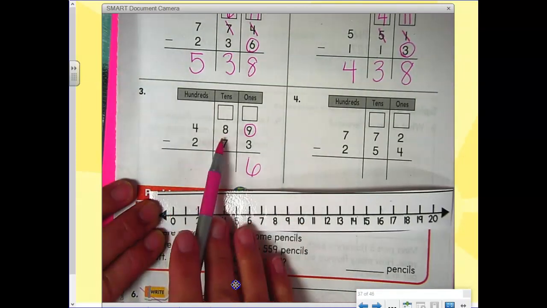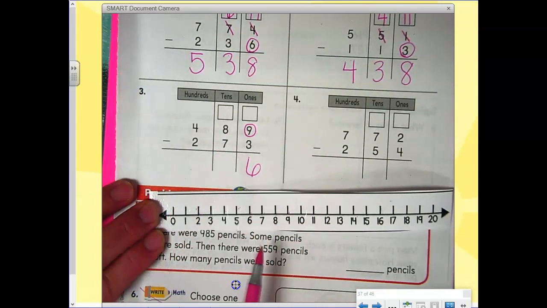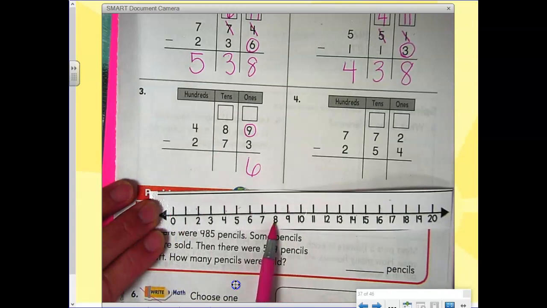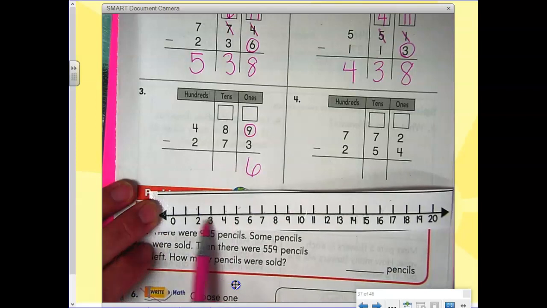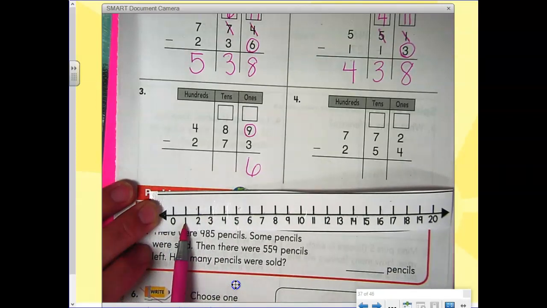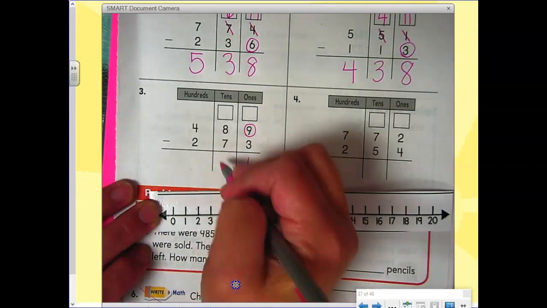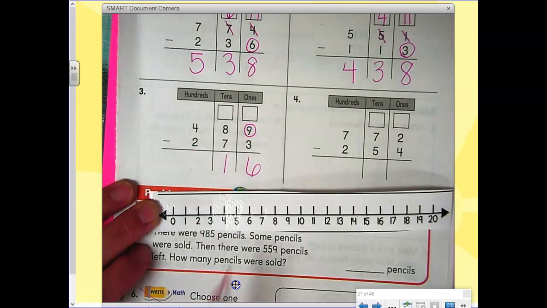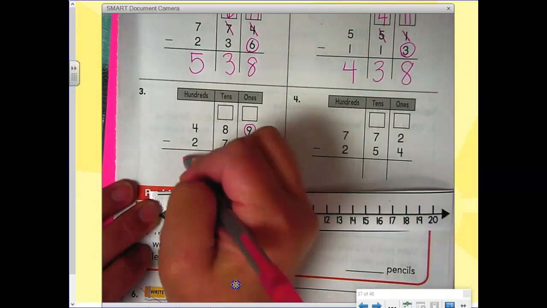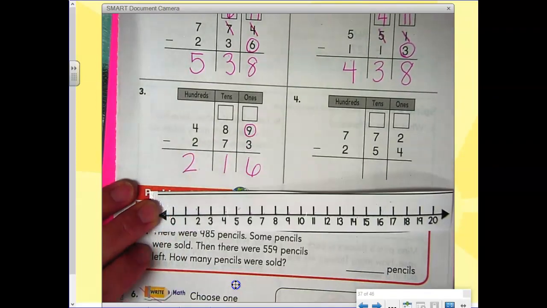In the tens place, 8 minus 7. 8, count back 7. 1, 2, 3, 4, 5, 6, 7. My answer is 1. And 4 minus 2. 1, 2. My answer is 2. 216.